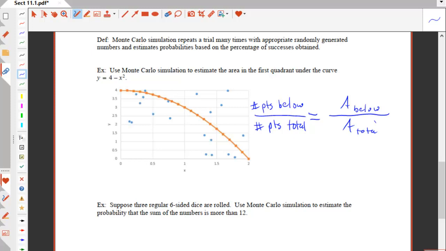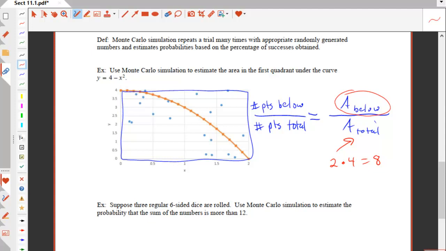Well, area total of what? That means the area of this whole box that I was throwing darts at. It's a rectangle, so its area is 2 units wide times 4 units tall. It's 8. So I can easily get this total area number, and by counting, I can get the number of points below and the number of points total. Then I know 3 things out of the proportion, and I can solve for the 4th thing, which is what I'm trying to find, the area below.